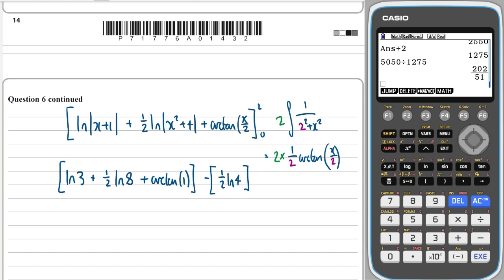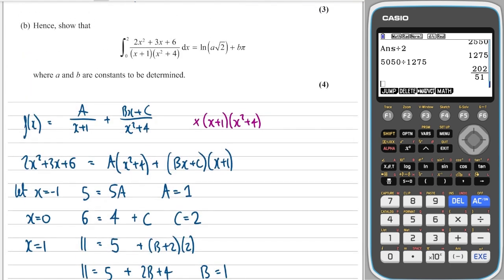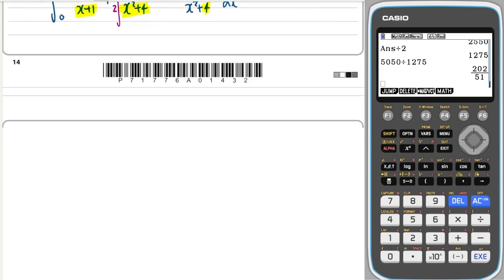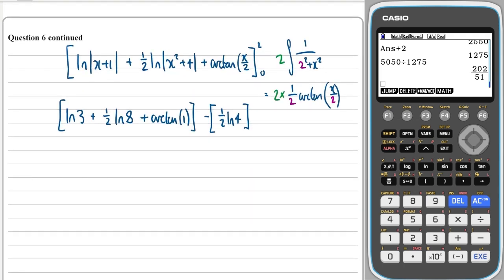Okay, now I've got to write it as a single logarithm, I believe, plus a value of pi, in terms of root 2. Okay, so we've got ln of 3. The half can come up here. And that will be ln of the square root of 8, which is 2 root 2. Arctan of 1 is pi over 4. Minus, the half can come up, so square root of 4 is 2. So minus ln of 2.